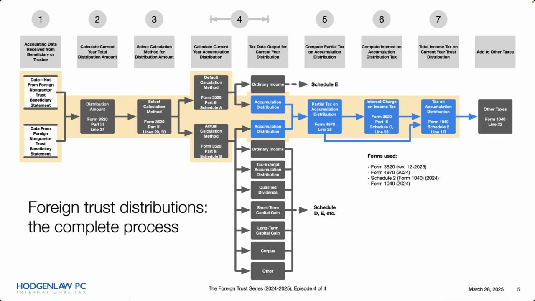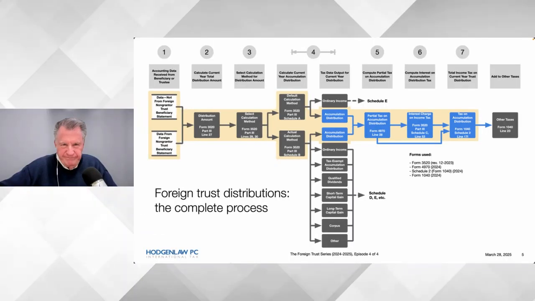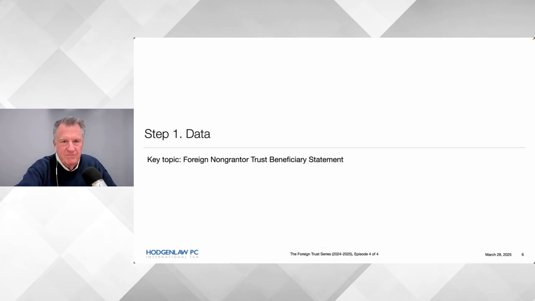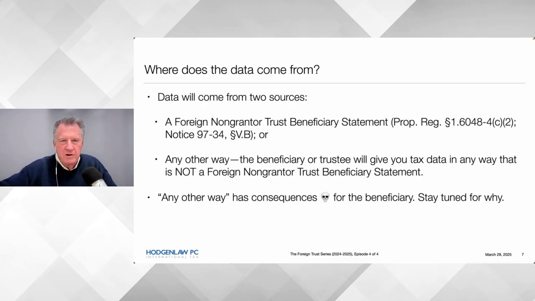So that's the flow of it. And really the hard part is at step 4. There are lots of little pieces, and that means lots of little works. So let's start with the data. Where does data come from?